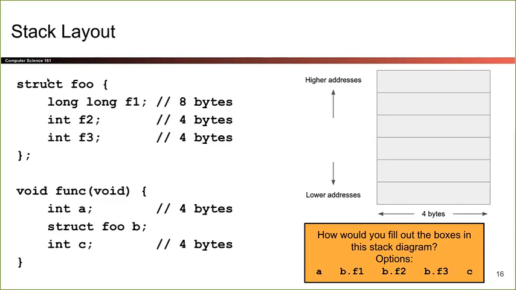So here we have a struct definition. We have f1, f2, f3. And then in this function here, we have int a, int c, as well as a struct foo b. Keep in mind that these all have different sizes. So how would you fill this stack diagram in? Again, lower addresses are at the bottom and higher addresses are at the top. So what would go here, here, here, here, and here? Really quickly, I'll give you 15 seconds to type an answer into the chat.